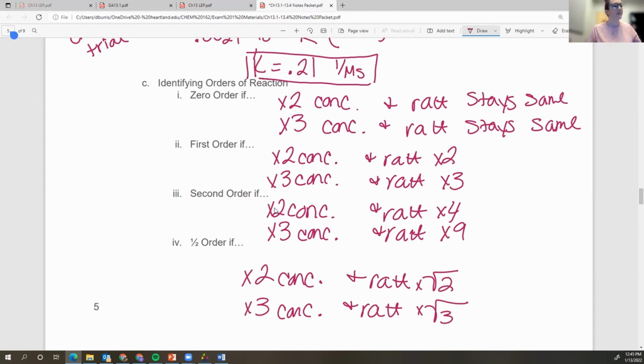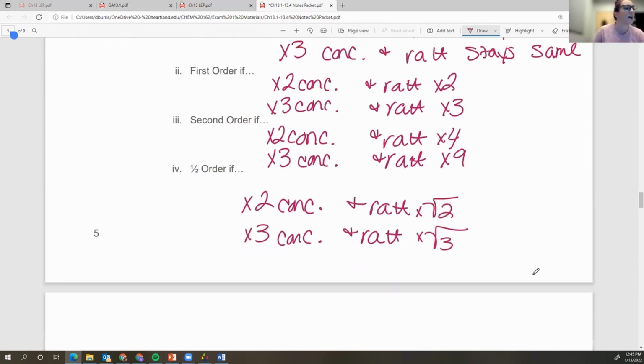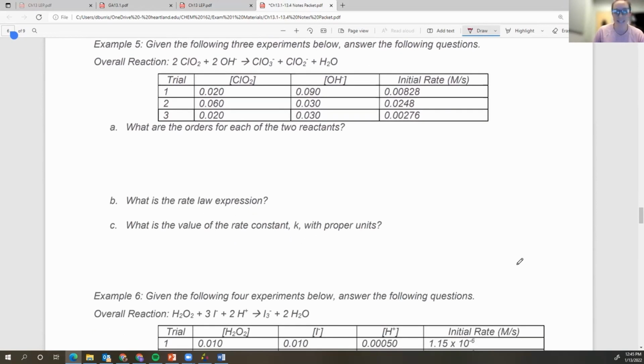All right. I am going to do example number 5 with you, and then I would try example number 6 on your own. Okay, so example number 5, given the following 3 experiments below, answer the following questions. I gave you the reaction. So these are my 2 reactants. So I need to find the order for each reactant. So I'm going to look at ClO2 first. I'm going to choose trials 2 and 3 because that's where OH minus is constant.